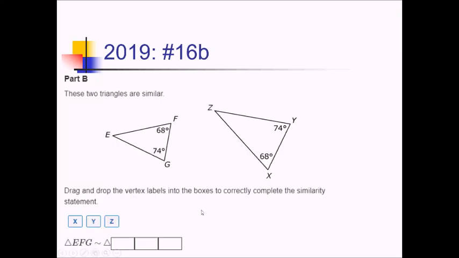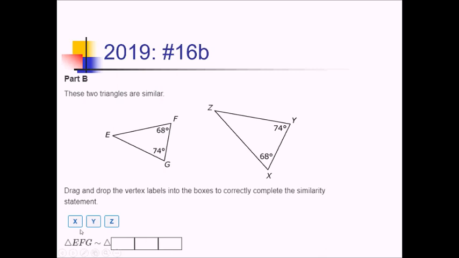For this next part of the problem, they basically just want us to finish this similarity statement here. So they're saying triangle EFG is similar to triangle, and obviously you need an X and a Y and a Z over here, but the order is important. The key here is that you write the letters in the same order as the angles they're equal to.